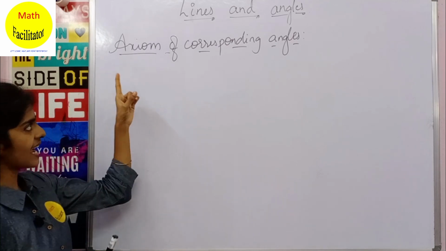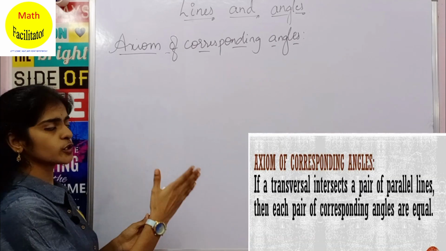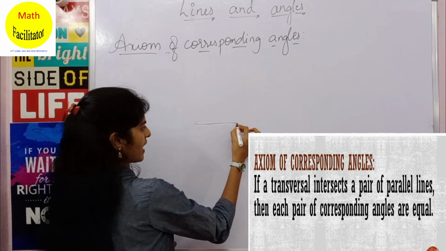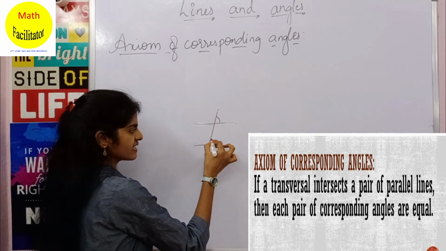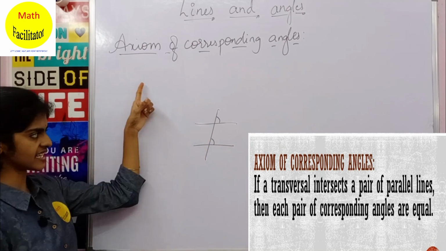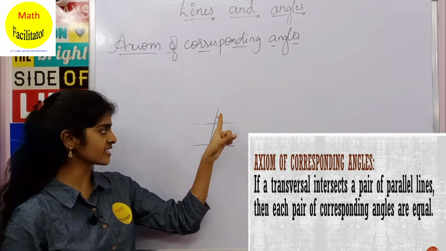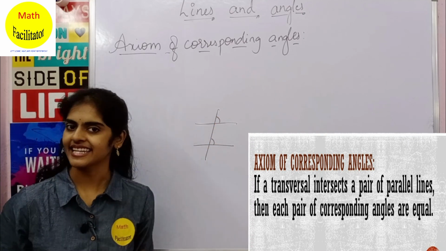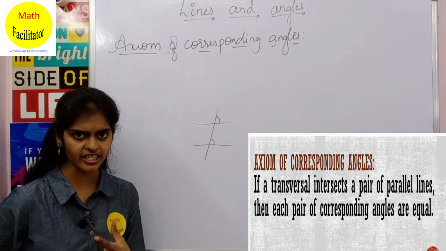The axiom of corresponding angles states that when you have two parallel lines and a transversal, the corresponding angles are equal. So the axiom states that when a transversal meets two parallel lines, the corresponding angles so formed are equal. As I said, this axiom is self-evident, so you can verify it.